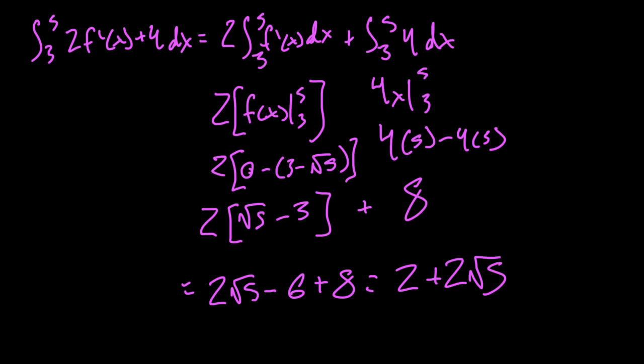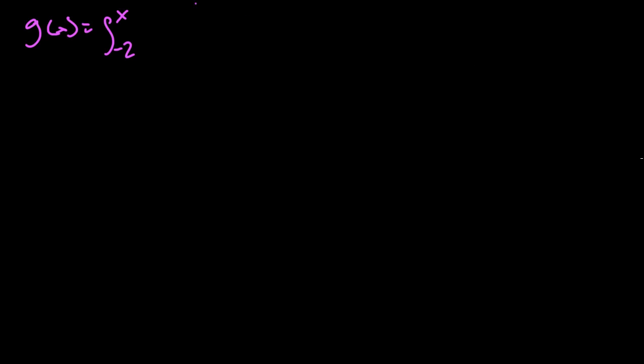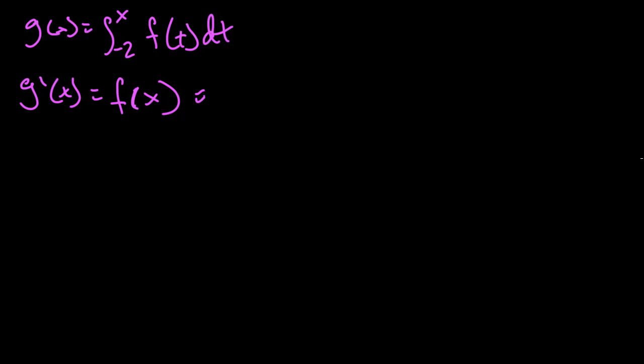So let's write what g of x is equal to, and let's clear this right now. So g of x is equal to the integral from -2 to x of f of t dt, okay. Like I said, take the derivative, set it equal to 0. So g prime of x is going to be equal to, well, the derivative of an integral just cancels each other out. So this is going to be equal to f of x. G prime of x is equal to f of x, and we want to set this equal to 0.